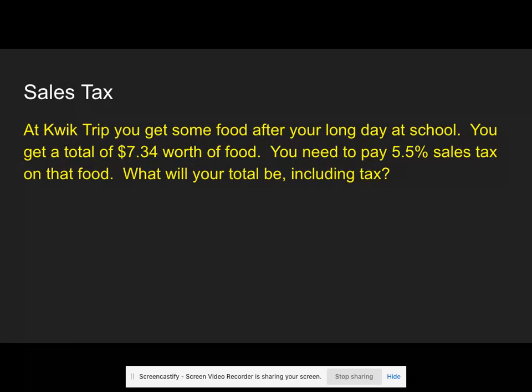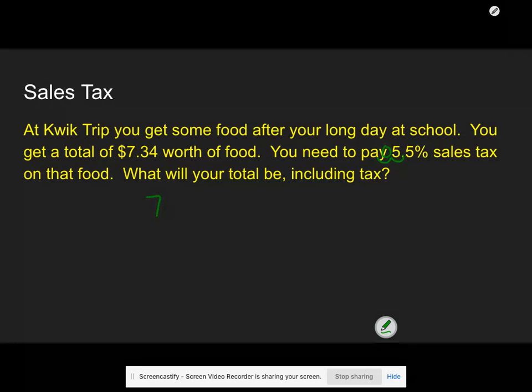And then we have sales tax, which is something you're going to pay at the store when you go and buy things. So at Quick Trip, you get some food after your long day at school. You get a total of $7.34 worth of food. You need to pay 5.5% sales tax on that food. What will your total be, including tax? So again, you need to change your percent into a decimal and then multiply.